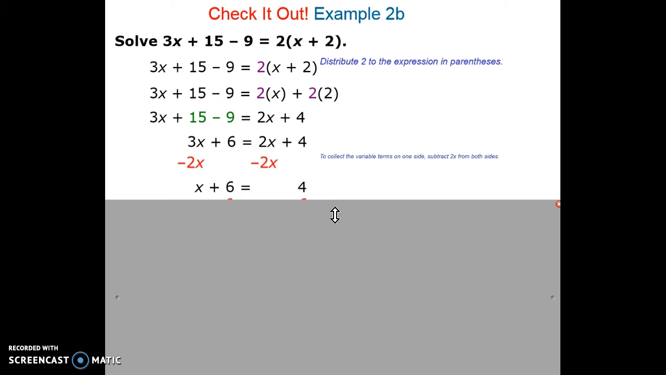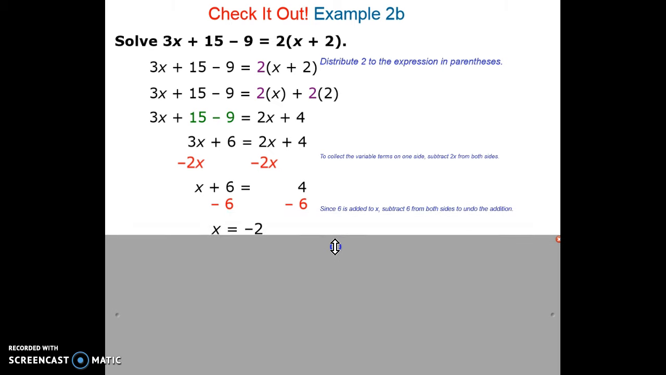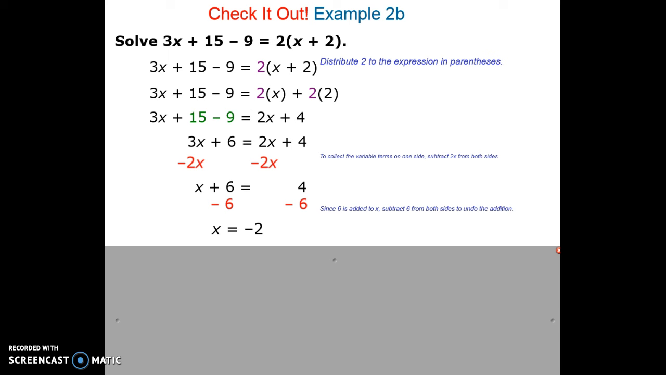And that simplifies down into x plus 6 equals 4. Subtract the 6 from both sides, right? And you get x equals negative 2.